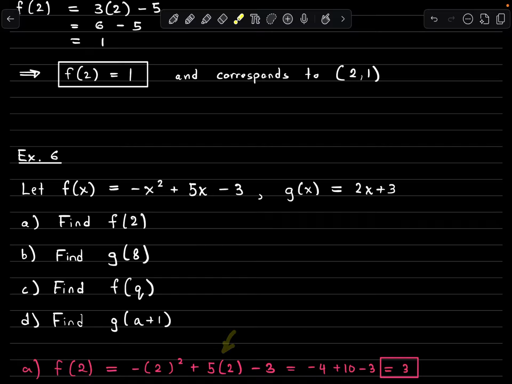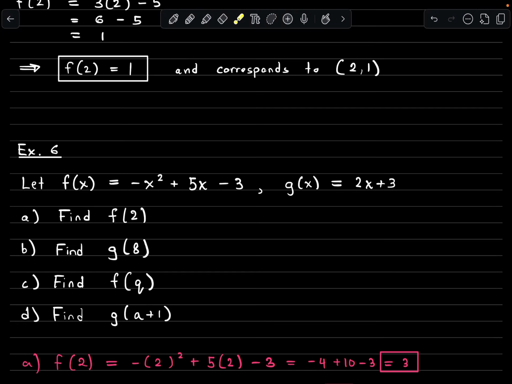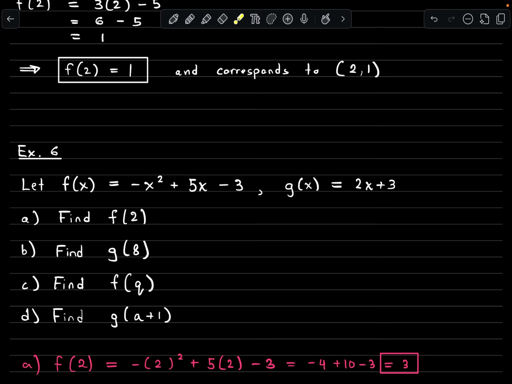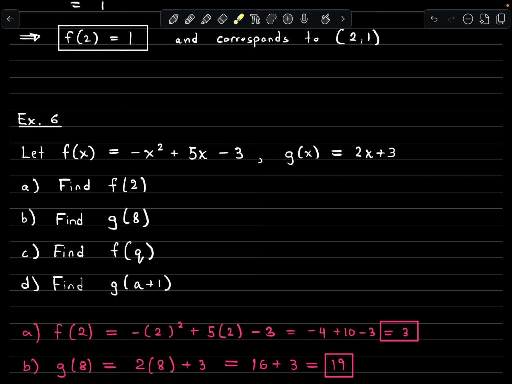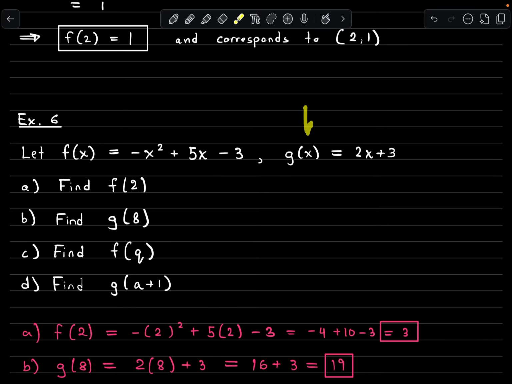Here we just have to multiply 5 times 2. We're going to get 10. Negative 4 plus 10 minus 3. We put that together. We get 3. Okay, so in this case, f of 2, the function f evaluated at x equals 2, is 3. And this is going to correspond to that point, 2 comma 3, if we have to plot this. Next, we've got g of 8. So in here for x, we're just simply plugging in 8. We're going to get 2 times 8 plus 3. 16 plus 3 is 19.